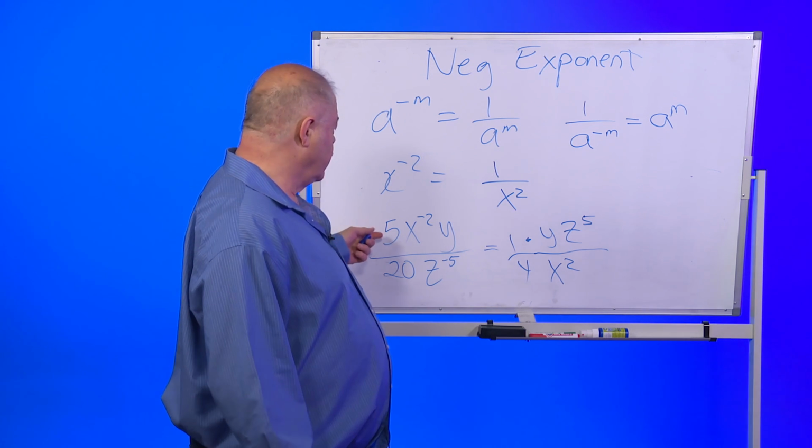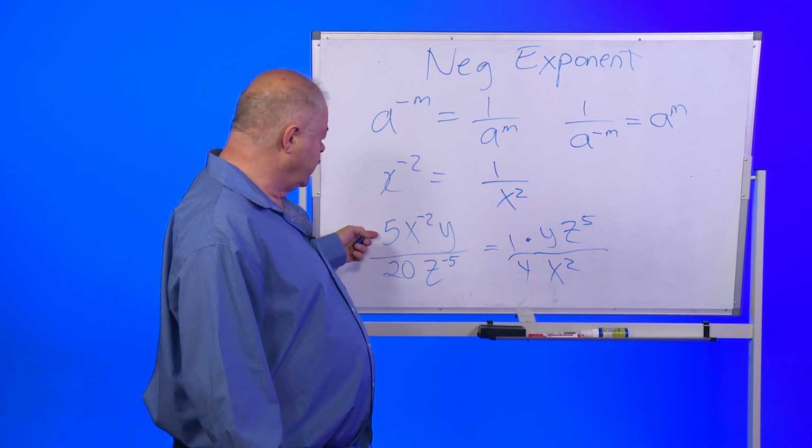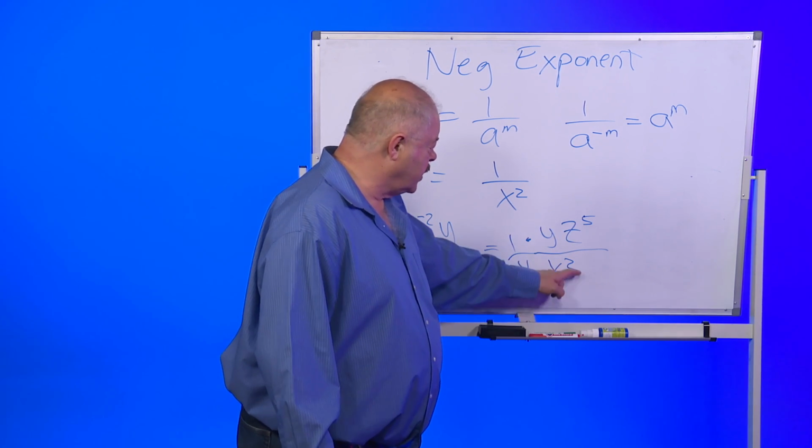Yeah, the question would be like, why not just leave it like that? Well, what they'll usually want you to do is to, again, write it in a way where all the exponents are positive numbers.